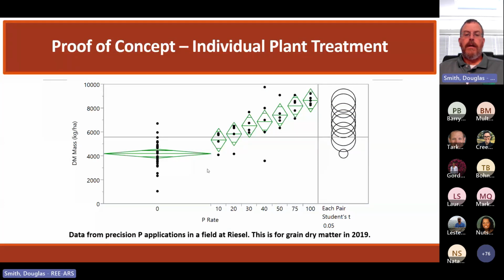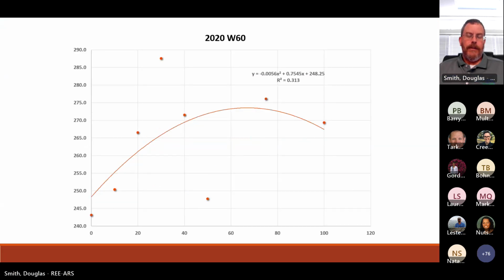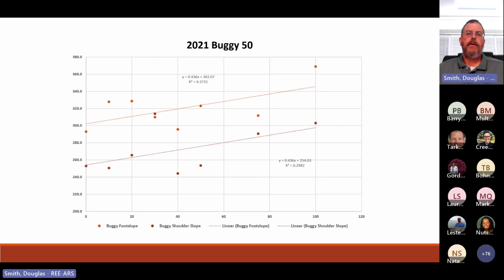Here's the first year of study, and we did get a response to our different fertilizer rates using this technique. And I'm going to fly through some slides real quick. Here is the yield, looking at 3 different fields. In 2 of the fields we got good yield response. In 1 field, there was no yield response. This is considered a significant yield response here, but you can see that there's a tremendous amount of variability across these different rates of fertilizer.